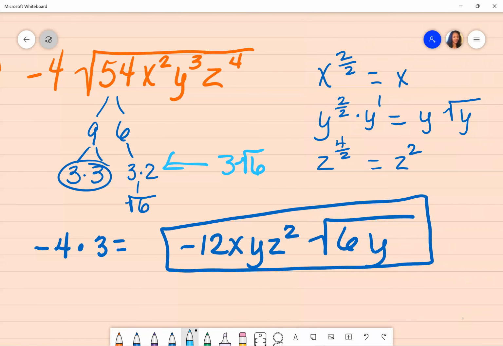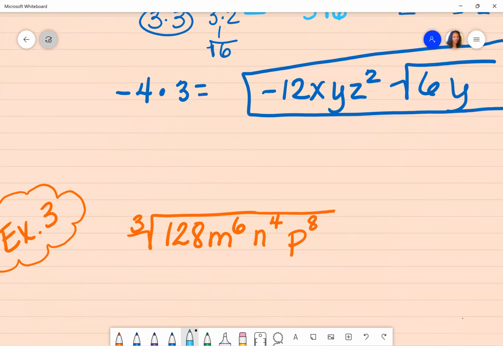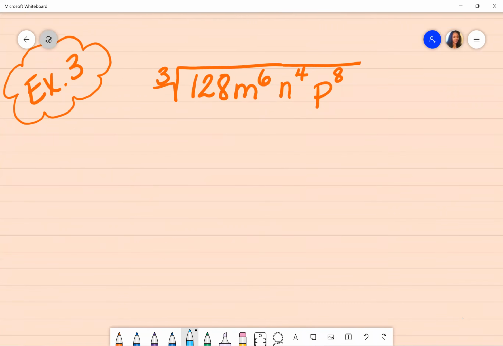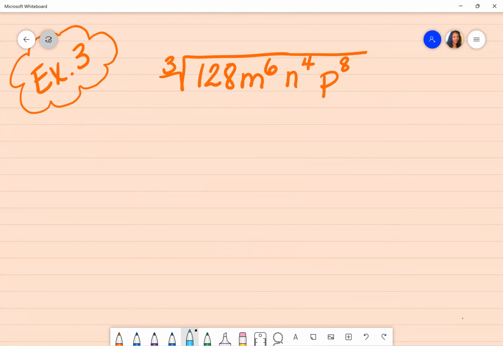Okay, let's go back to example 3. This time we have a cube root. Now, a cube root means we have to take whatever is under the radical, and we have to have 3 of the same thing in order for it to come out one time. Well, for 128, I don't know of a number that you can multiply times itself 3 times to give me 128, but I do know that this is divisible by 2. It's an even number.